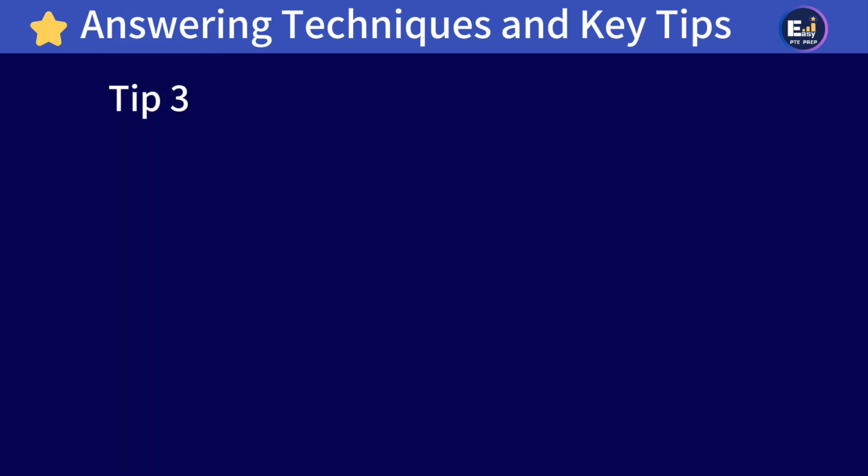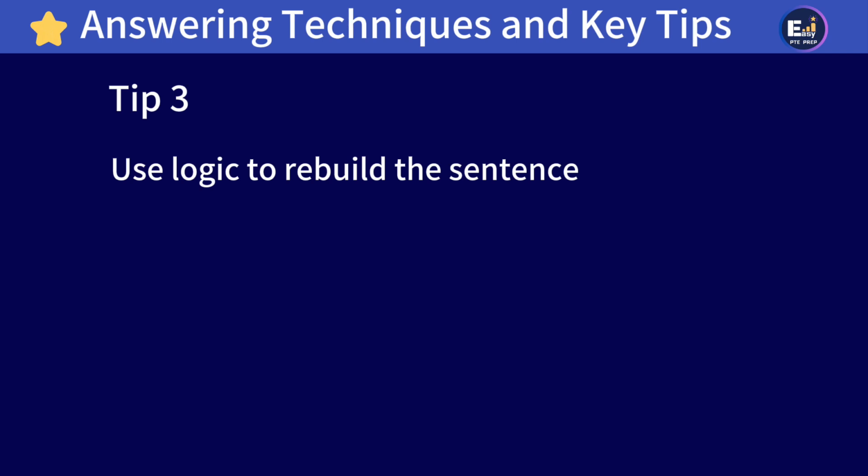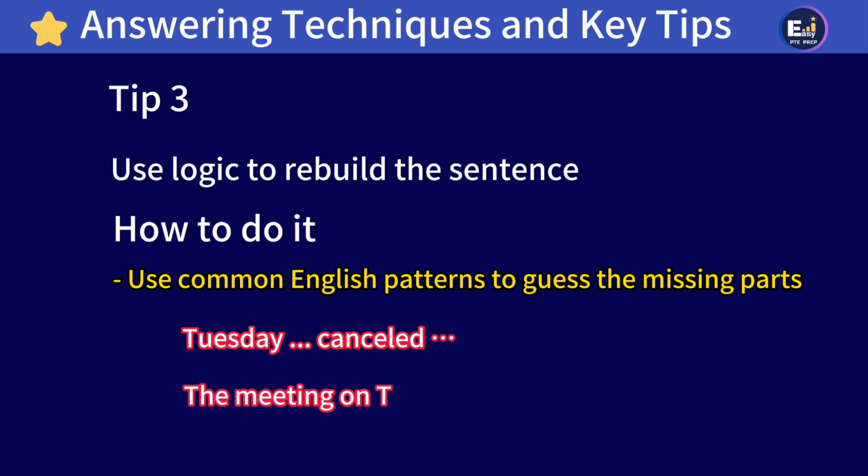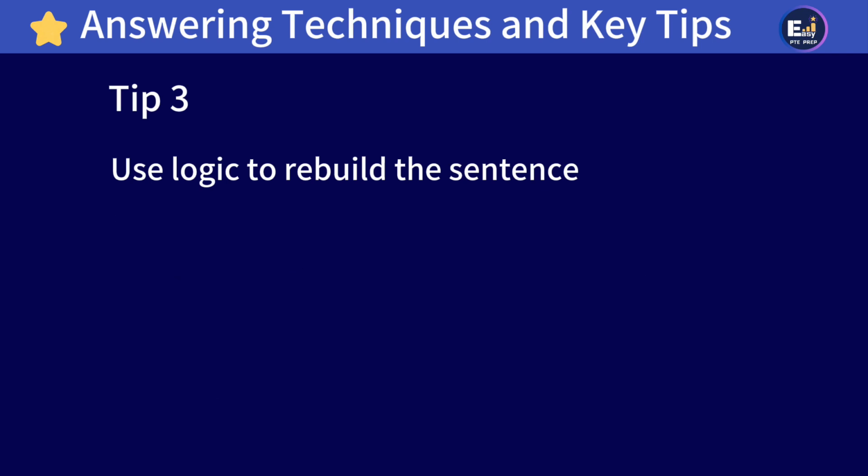So the tip 3, use logic to rebuild the sentence, even if you missed parts. If you only catch part of the sentence, try to logically reconstruct it. So how to do it? Use common English patterns to guess the missing parts. For example, if you only hear a few words like Tuesday, cancelled, you can say, the meeting on Tuesday has been cancelled. The key is focusing on correct grammar and meaning to guess the missing words, rather than guessing word by word. You can train like this.